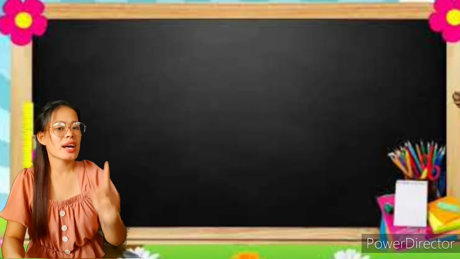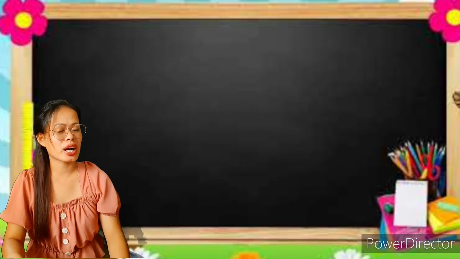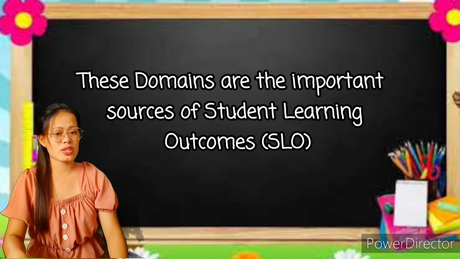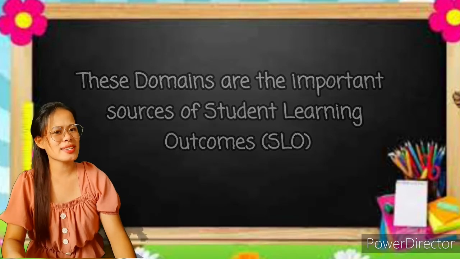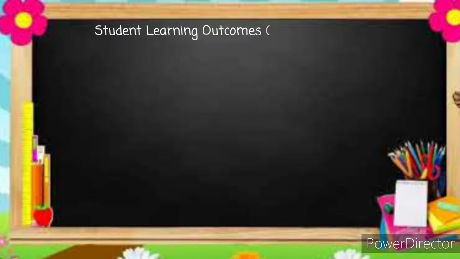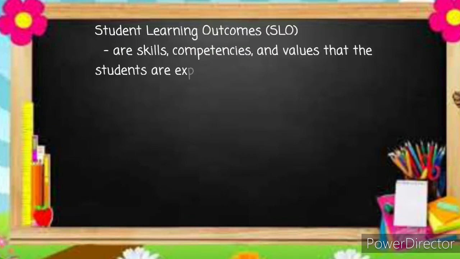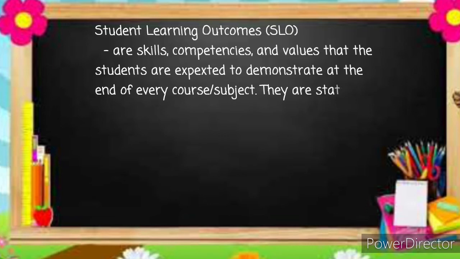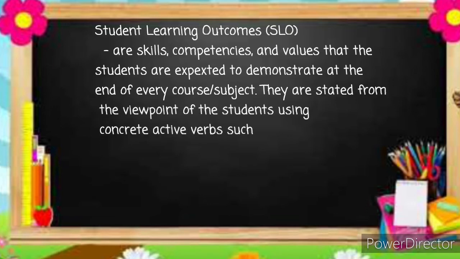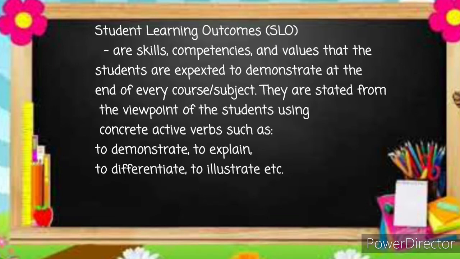We should take note that the domains that I have mentioned earlier are the important sources of SLO. So what is SLO? Student Learning Outcomes, or SLO, are skills, competencies, and values that the students are expected to demonstrate at the end of every course or subject. They are stated from the viewpoint of the students using concrete active verbs such as to demonstrate, to explain, to differentiate, to illustrate, and so on.